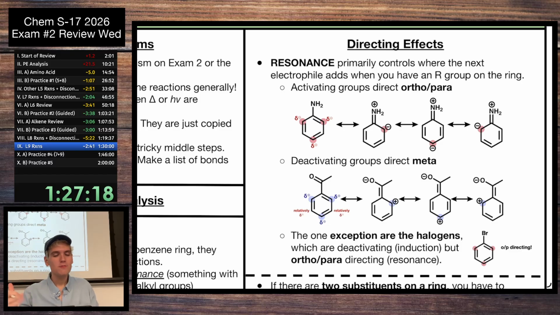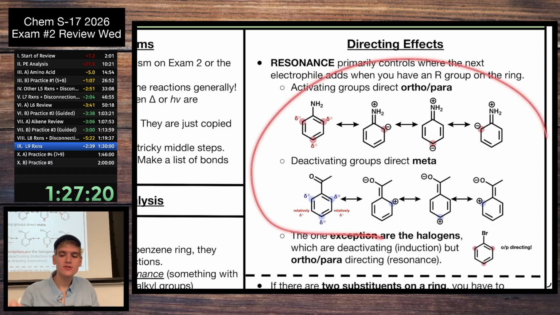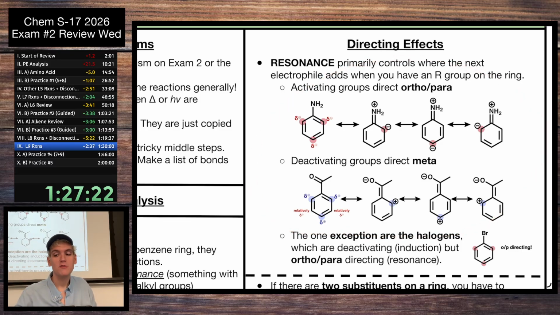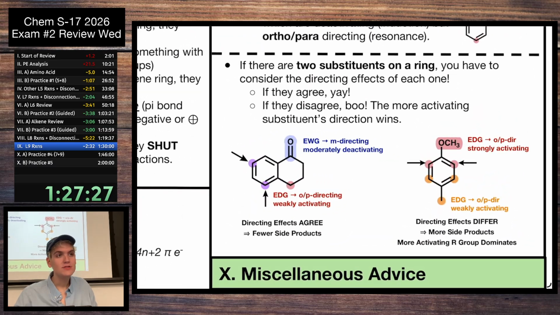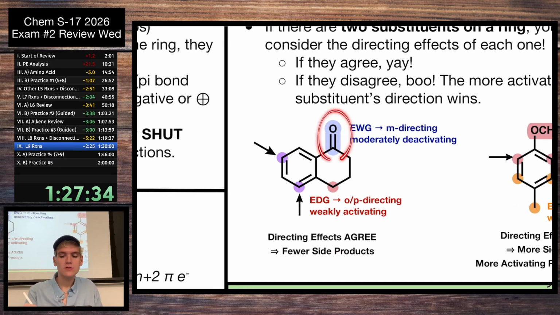The halides are deactivating, but they direct ortho-para. So that's the only weird one with the rule. Other things that you should be thinking about is the resonance to kind of explain why these are directing the ways they direct. If you have 2 things on a benzene, they both have directing effects, and you have to consider both of them. So here, if you have an electron withdrawing group, it's going to direct meta to it, so ortho-meta here, and ortho-meta. And then this one's an alkyl group, so it's going to direct ortho-para to it, ortho-para. Here they agree. Yay. We love agreement.